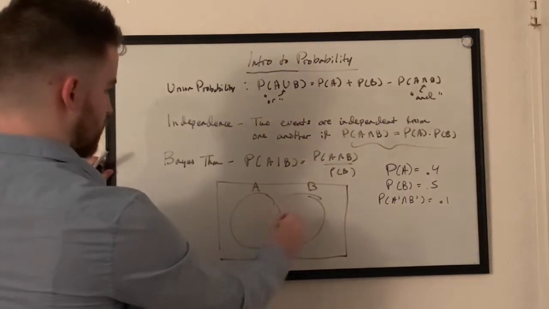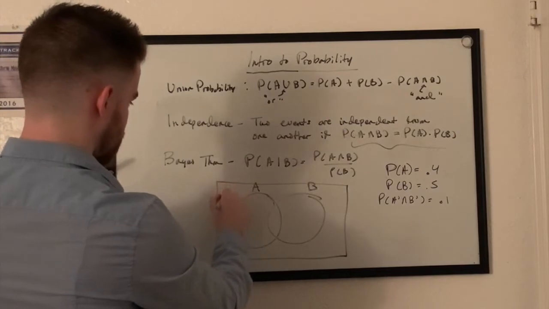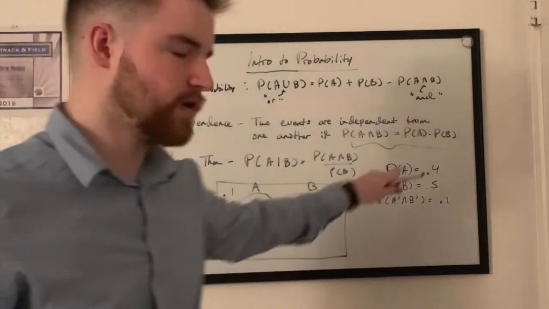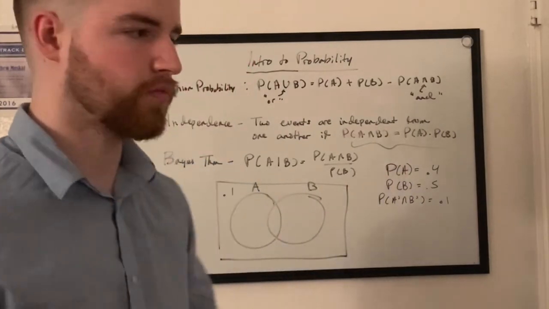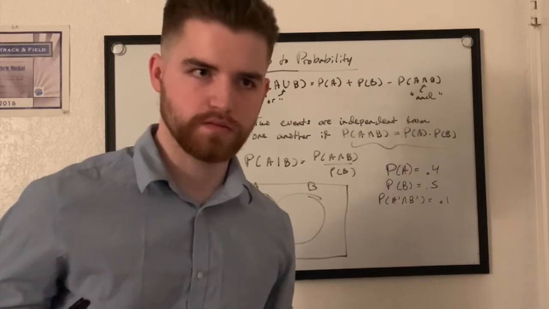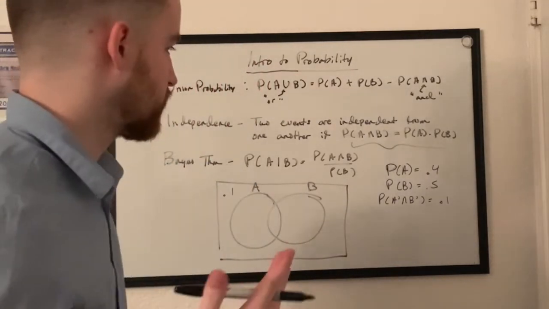This is A, this is B. The space where neither of them happen is going to be out here, and that's going to be 0.1 out there. You can see already that all of our events add to 1. 0.4 plus 0.5 is 0.9, plus 0.1 is 1. So a probability of 1 or 100% is how you can think about this.